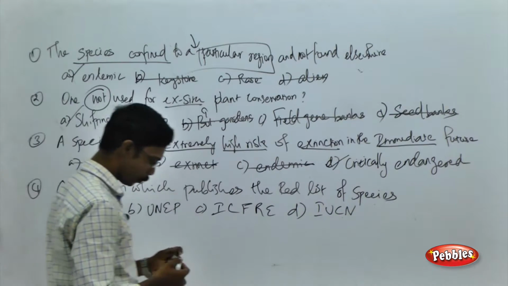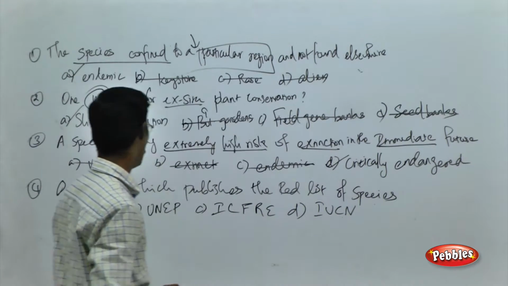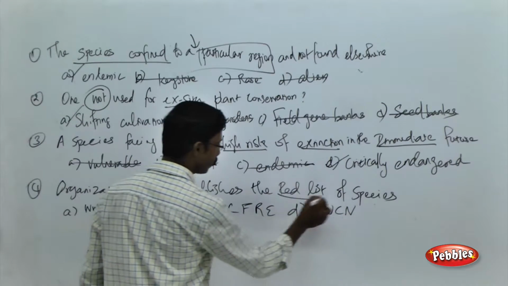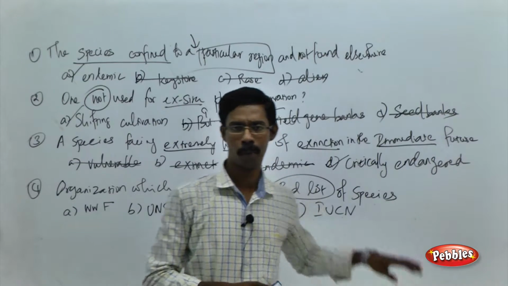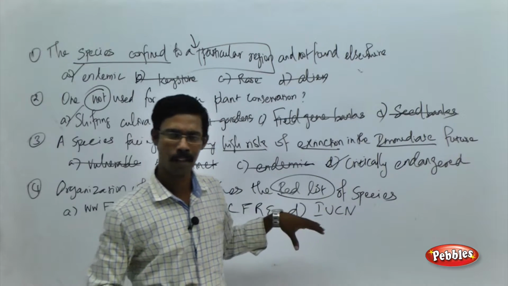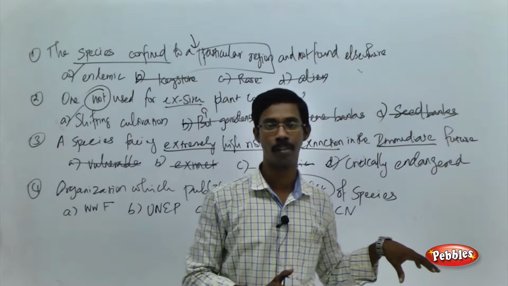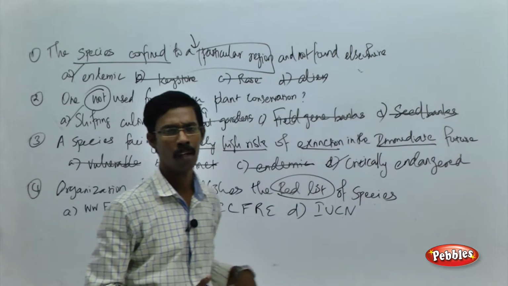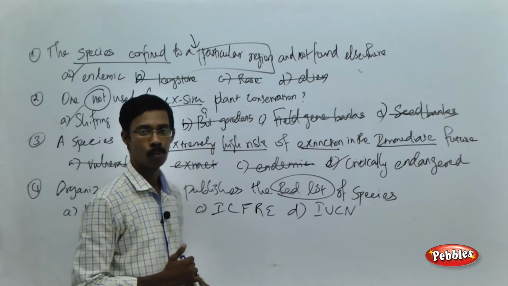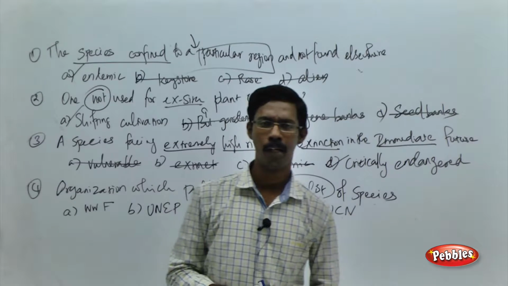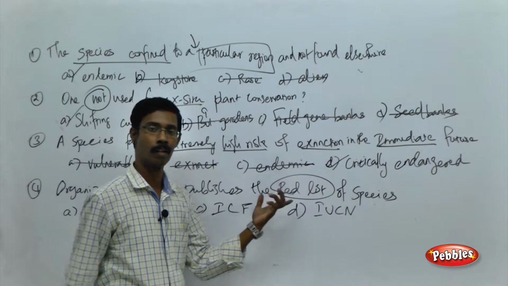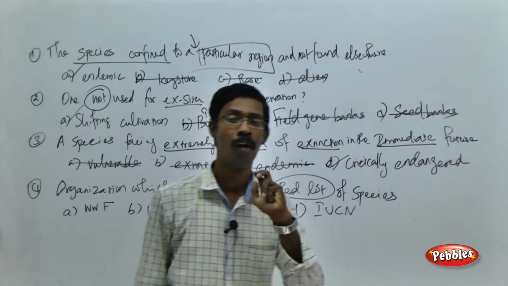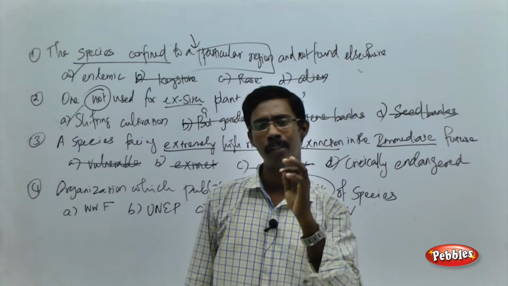And see the last question over here. The organization which publishes the red list of species. So what do you mean by red list? As I told you in the previous question. And this is the organization. IUCN refers to the International Union for Conservation of Nature, formed in the year 2004. What they are doing is they have released a list called the red list that contains the list of critically endangered species.